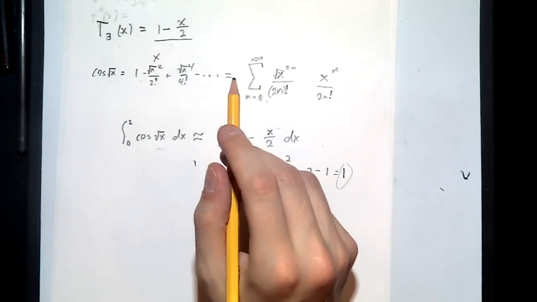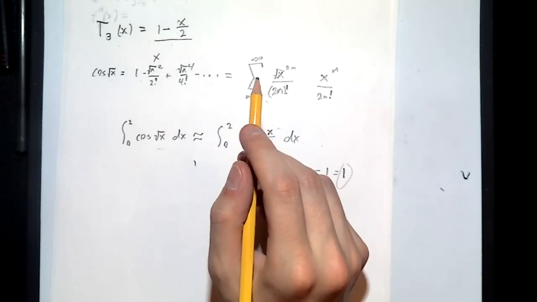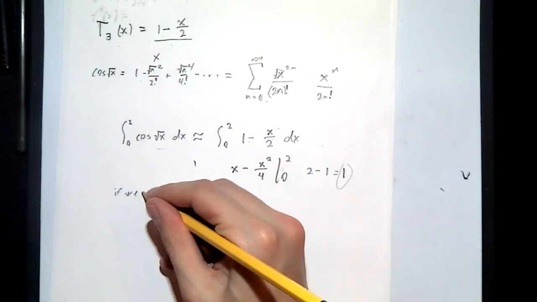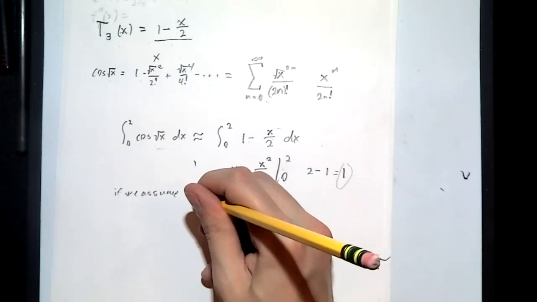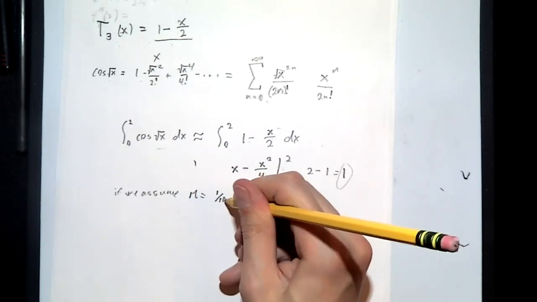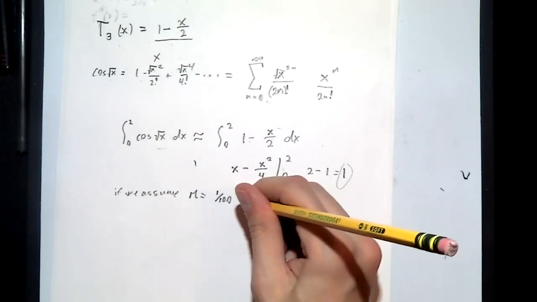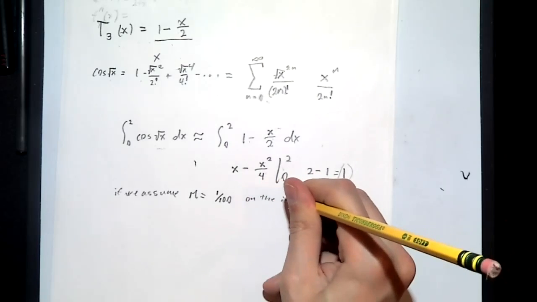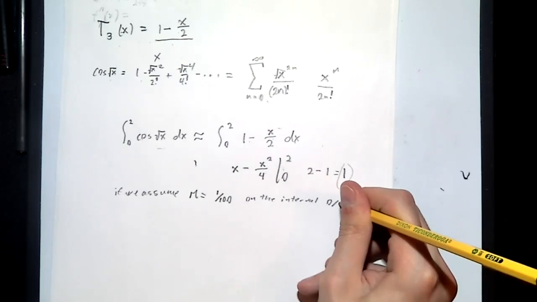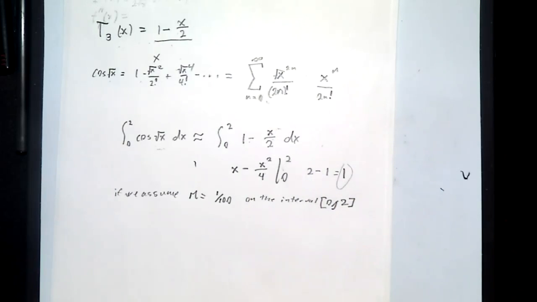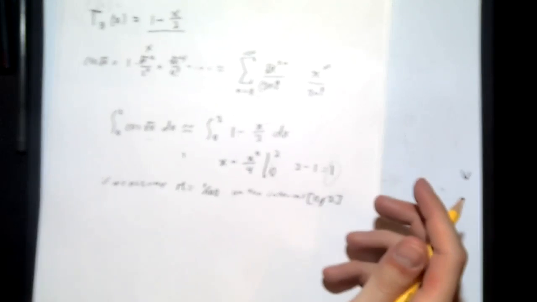And then we have one last part for this question. If we assume that n is equal to 1 over 100, on the interval from 0 to 2, we are going to give a bound on the error using this approximation at x is equal to 2.